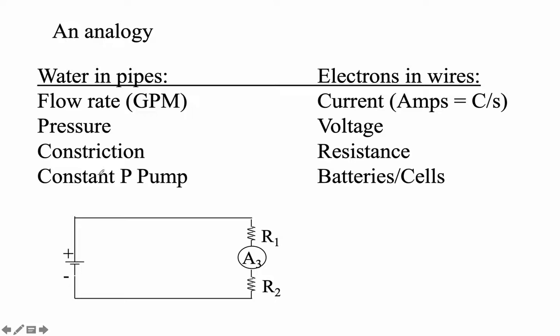You've got to think about a constant pressure pump. We've got some pump that maintains some pressure here. We've got a resistor. A resistor is like a constriction, right? The flow rate is just like the electrical current. The pressure is just like voltage. The more pressure you have, the more current you have flowing.